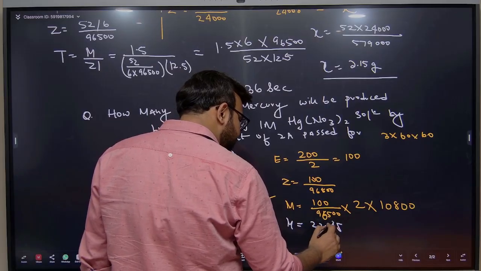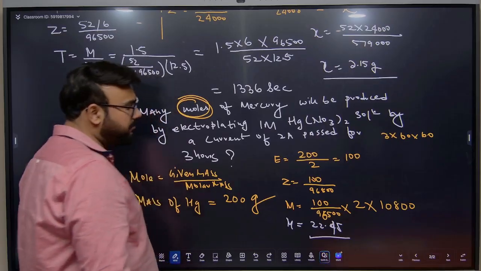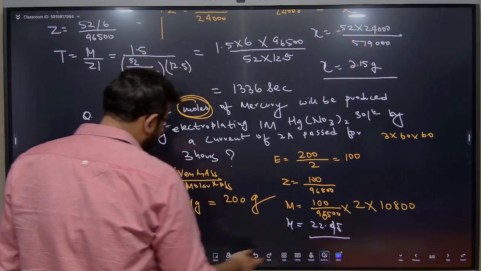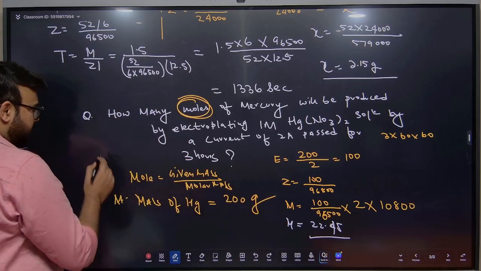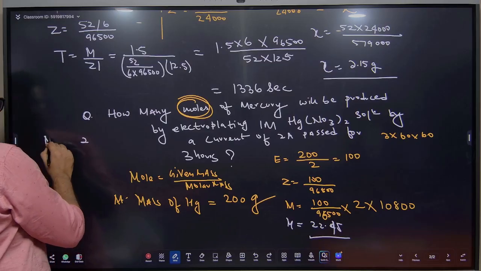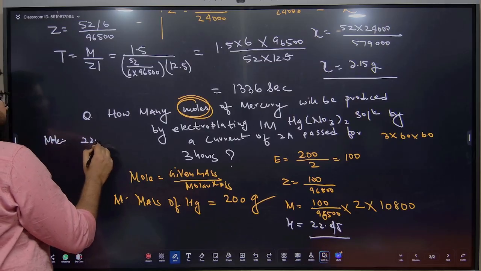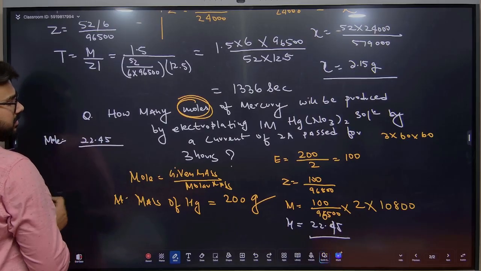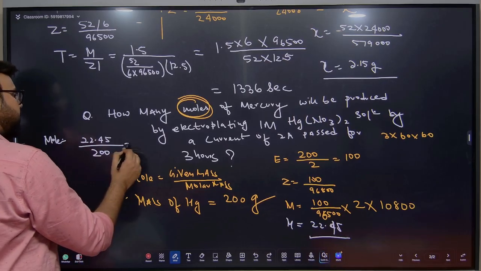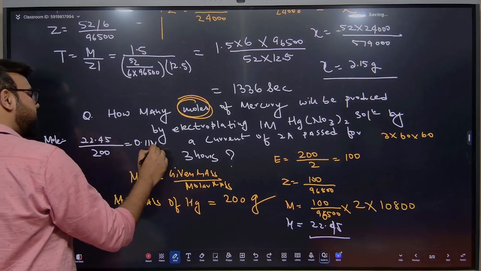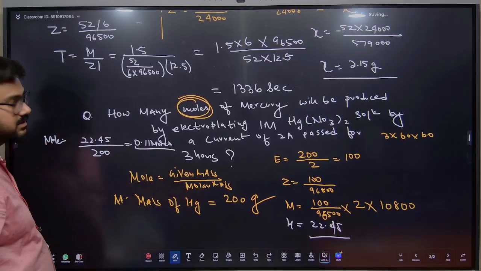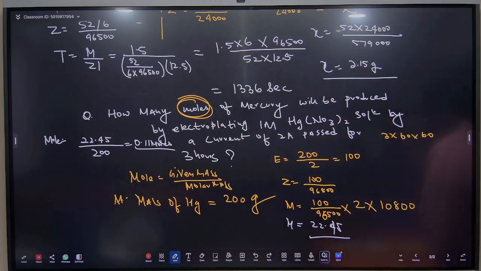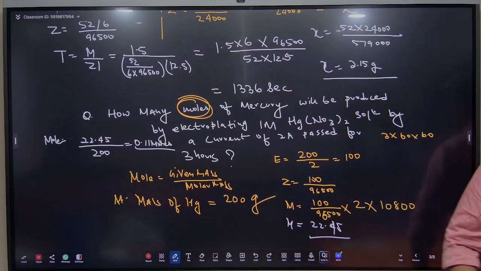Any student who got the same, confirm? Sir, I got 22.45. Very good, Shreya. So if you have got this, can you convert it back to moles? Moles will be 22.45, given mass by molar mass. Molar mass is how much? 200. So it should be 0.11 moles. Yeah, this is the answer. Check. So chemistry is not the problem. Maths is the problem, right?